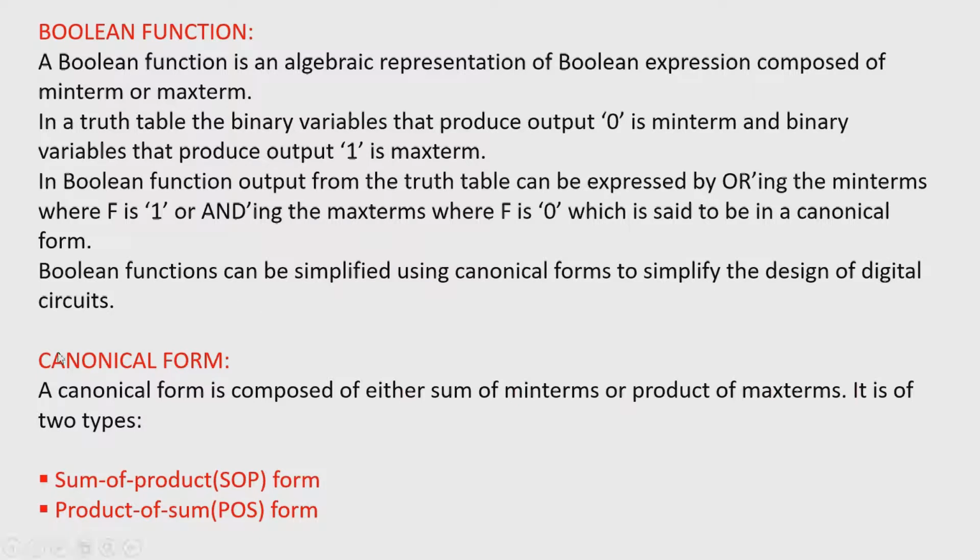Now, so what is canonical form? A canonical form is composed of either the sum of min terms or the product of max terms. So the sum of min terms is also called the sum of product, and the product of max terms is called the product of sum form. Right, so this is of two types. Let's see one at a time.